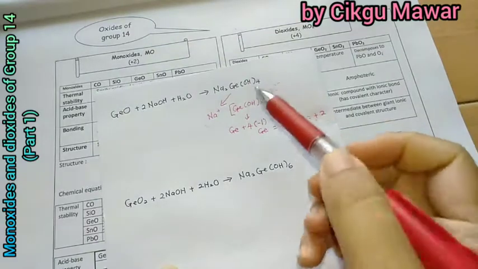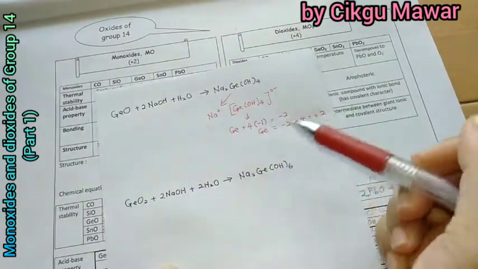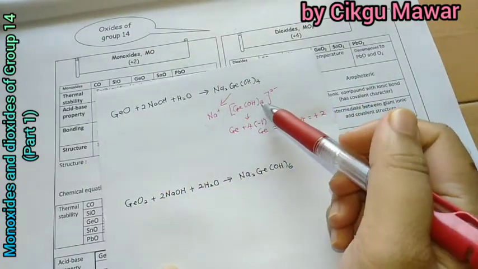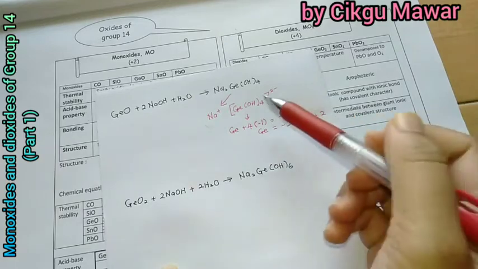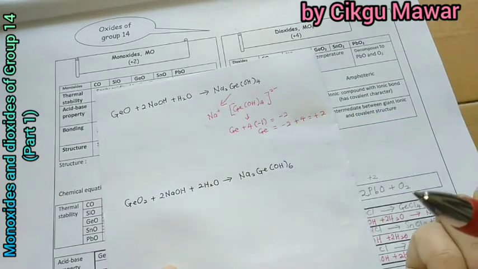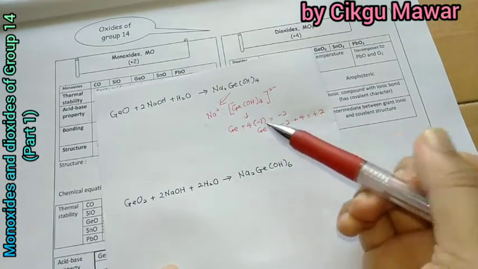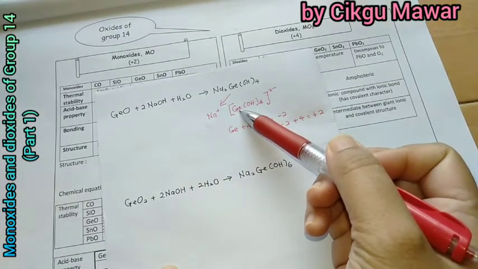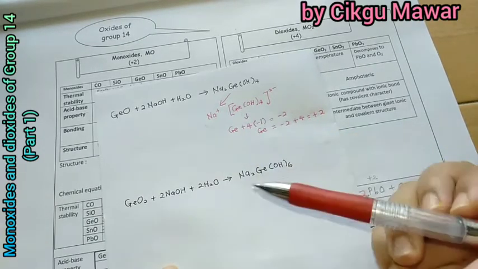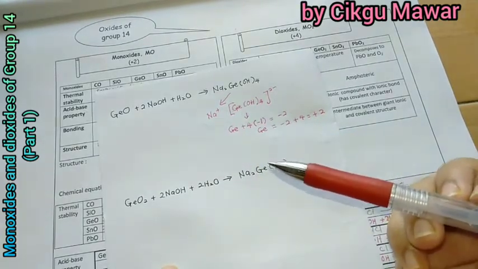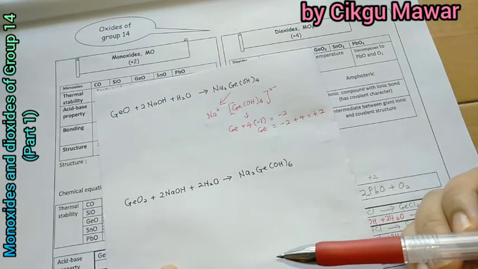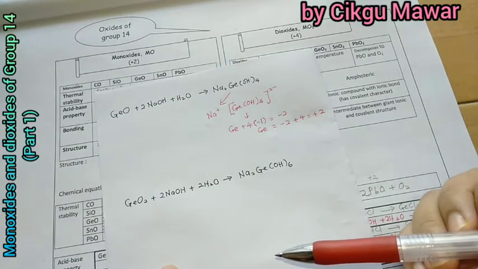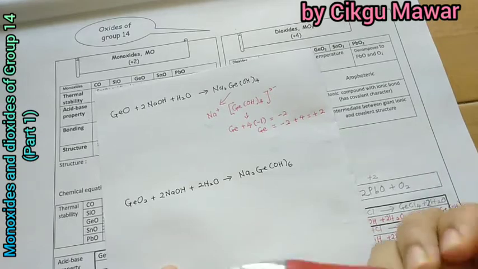So that's why germanium can form anion complex, can form complex compound. The first thing is because germanium and tin and lead, in group 14, have an empty d orbital. So that's why it can form complex compound.